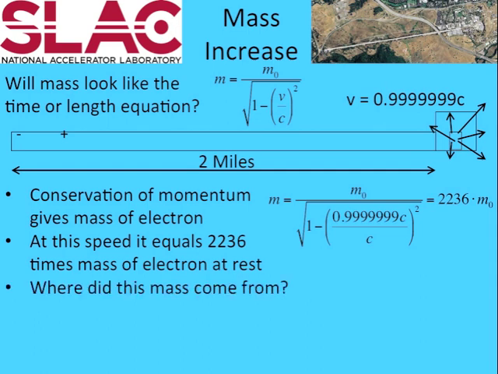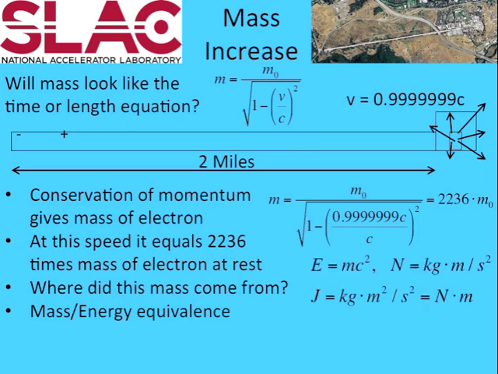Where did that mass come from? Well, we're putting energy into the electron, and so it came from PG&E. Stanford had to pay for that. Well, the energy lab anyway. So you can take energy and convert it to mass, and you can turn mass into energy.